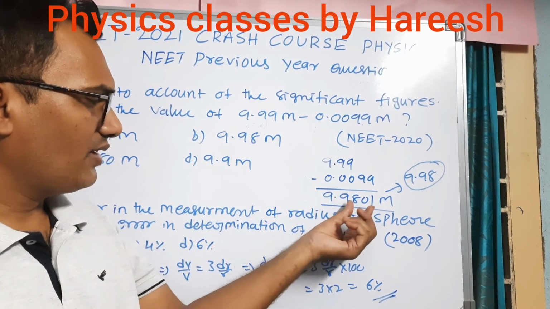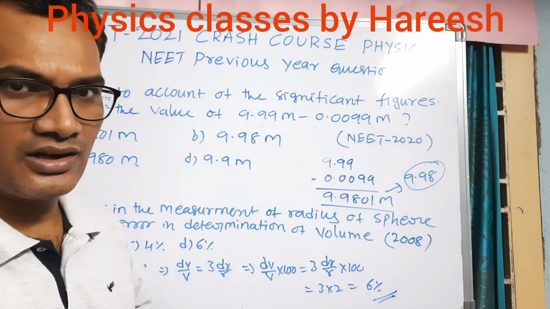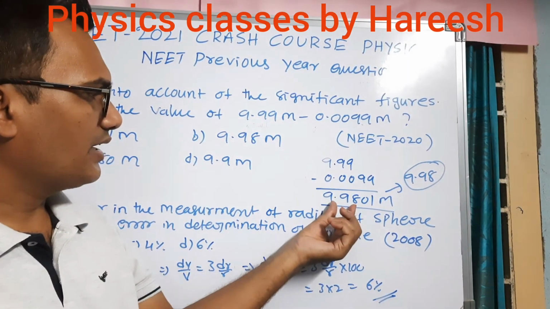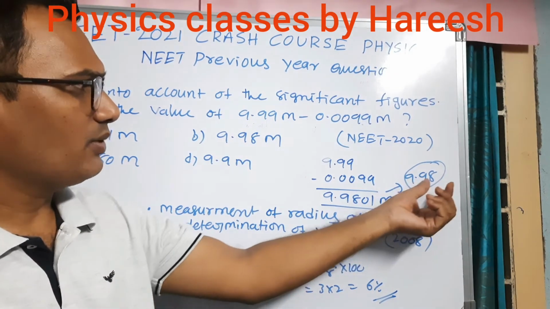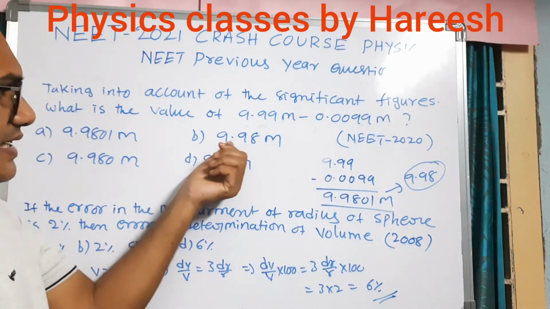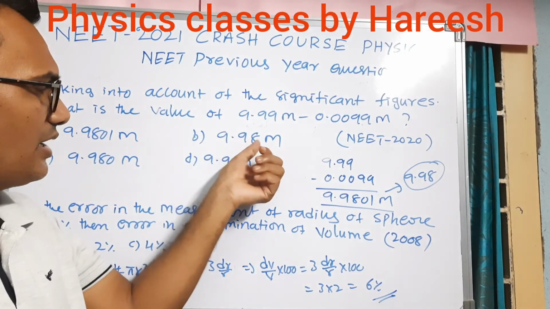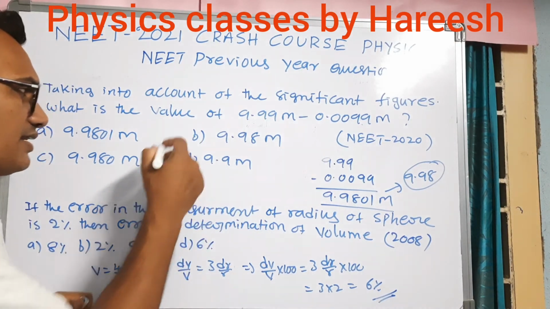According to the rules of significant figures, we take the least number of significant figures, which is 9.98. So the correct answer is B.